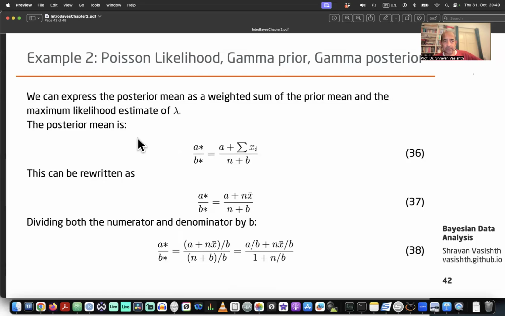What I'm going to demonstrate now is that we can express the posterior mean as a weighted sum of the prior mean and of the maximum likelihood estimate of lambda. So let's do the derivation, okay? Remember that the posterior distribution's mean is A star over B star. And we know what A star is. That's A plus sum of X. And B star is B plus N. So I've just rewritten the posterior mean in terms of the derivations that we came up with earlier.